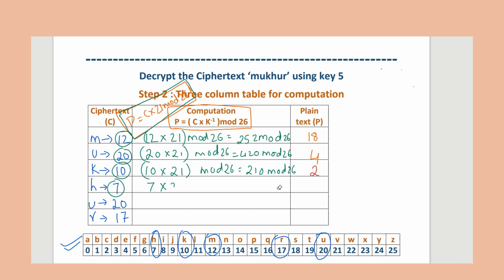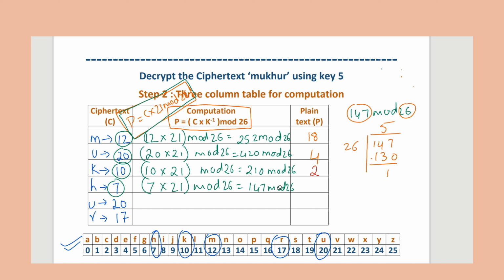So 7 into 21 mod 26, we get 147 mod 26. As you can see, 147 is larger than 26. Therefore, you have to perform mod arithmetic. That is, you have to take 147 divided by 26. So 26 into 5 is 130 and the remainder that you get is 17. Therefore, 147 mod 26 is 17.